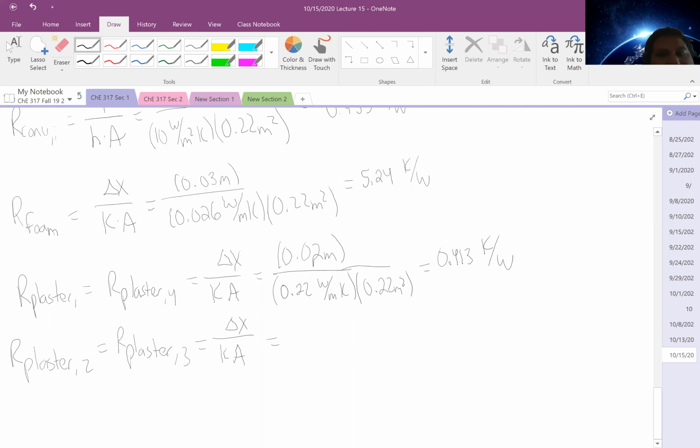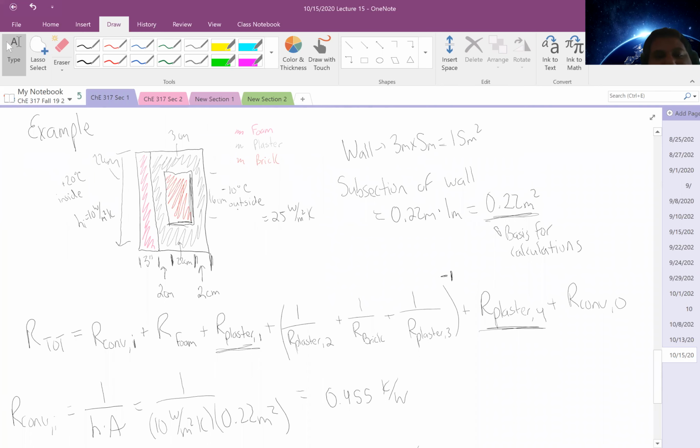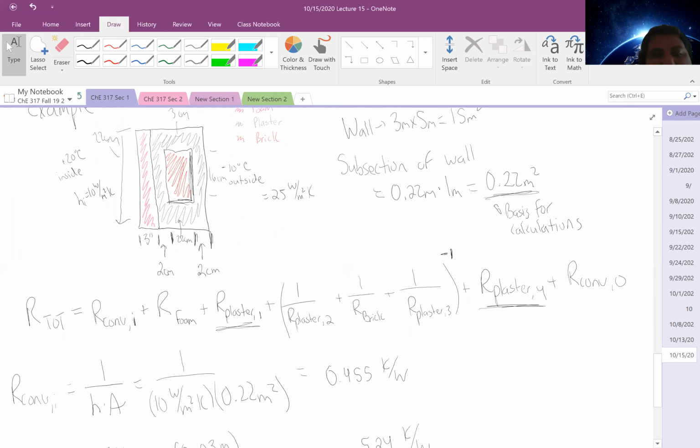Now, this is where it gets a little tricky. In this layer, my thickness is going to be 22 centimeters, and so my thickness now is 0.22 meters. My thermal conductivity is still going to be the same based on the plaster, 0.22 watts per meter Kelvin. But now my area is going to be different than the original layers because my dimensions have changed.